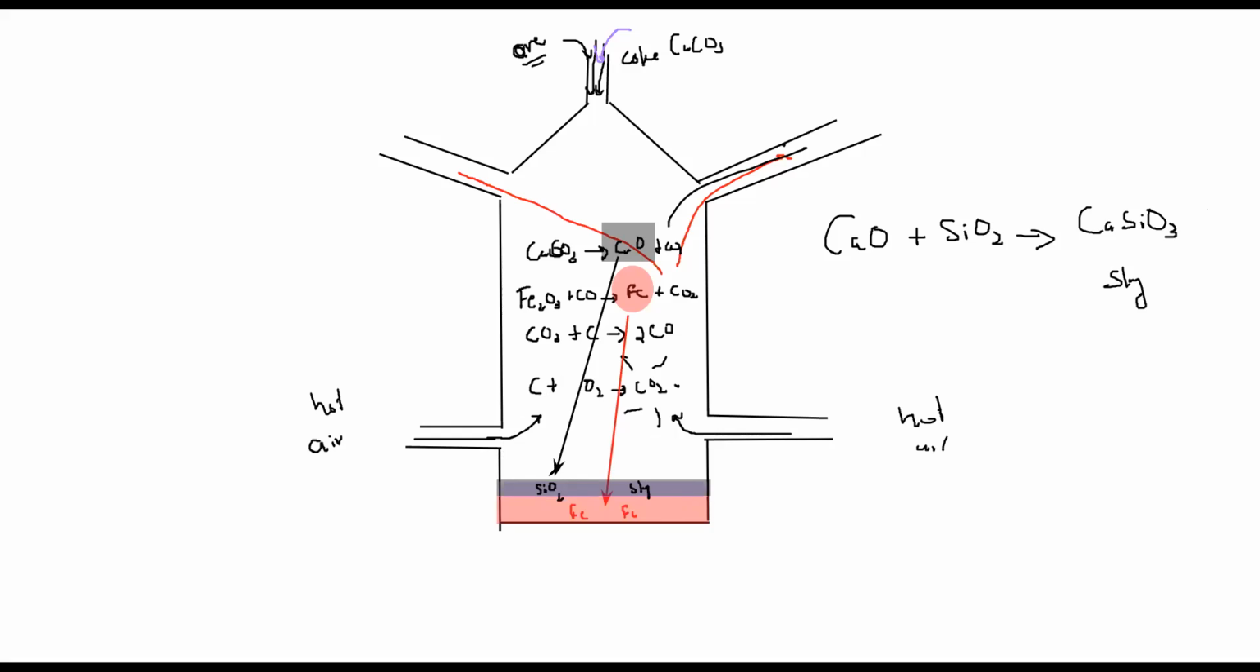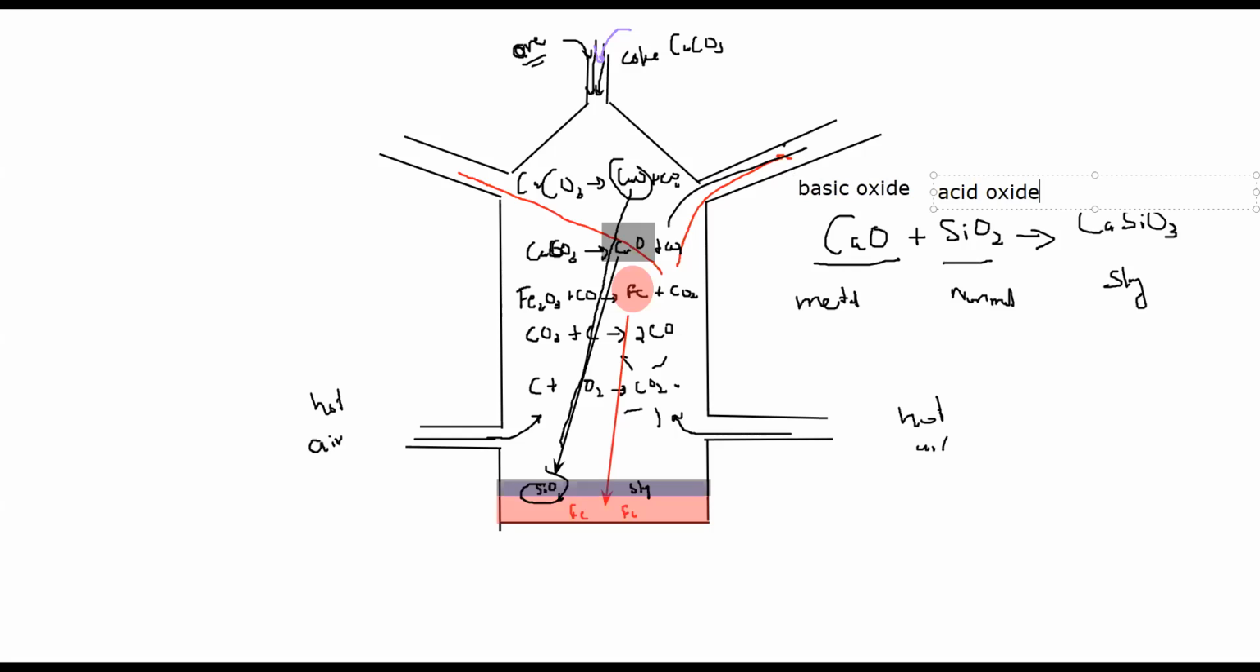But this iron is not a pure iron. Why? First, what is slag? Basically, when we add calcium carbonate from the top, due to heat it will decompose into calcium oxide plus carbon dioxide. And this calcium oxide, which is moving towards the bottom, reacts with silicon oxide. Calcium oxide is a metal oxide or basic oxide. This is a non-metal oxide. So acidic oxide plus basic oxide, they react with each other and form a salt, which is called slag here.